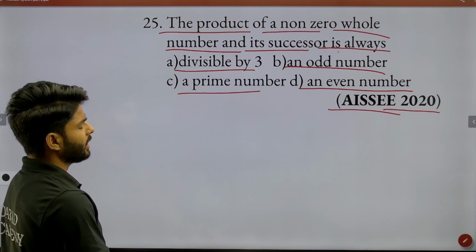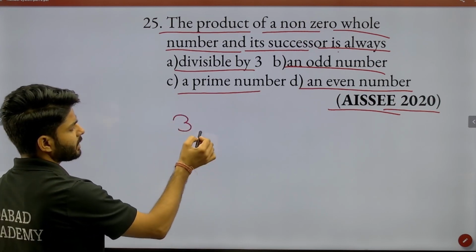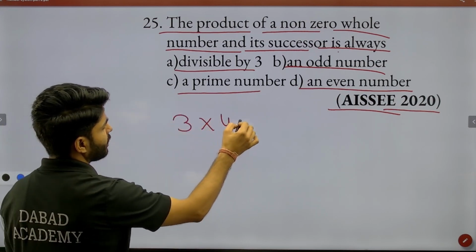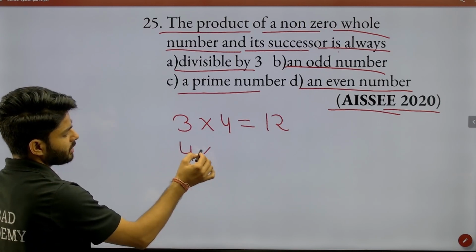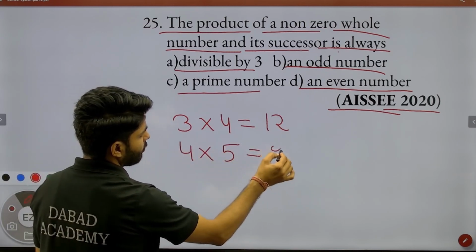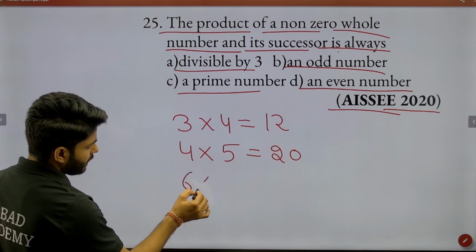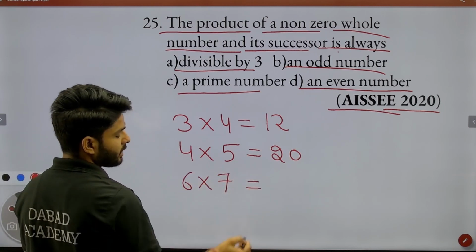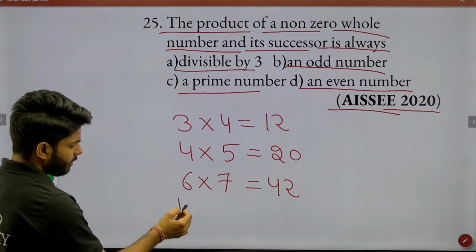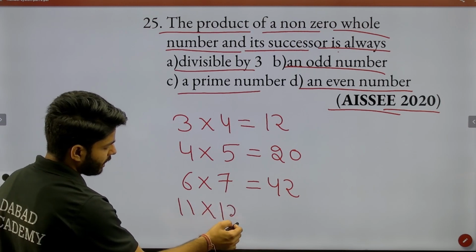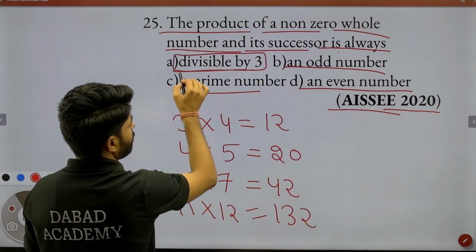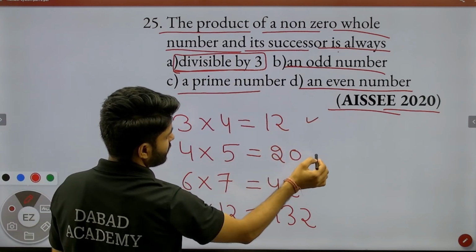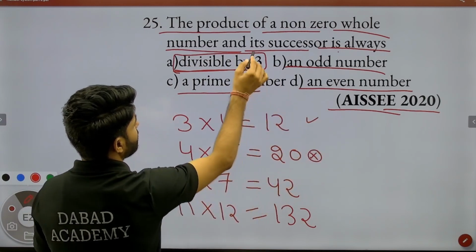So let's take any single number, that is 3, and the successor of 3 is 4. When we take the product of these numbers, that is 12. Now we take the next number, that is 4, and the successor of 4 is 5, and the product of 4 and 5 is 20. Let's take some big number like 11, and the successor of 11 is 12. When we multiply 11 and 12, that is 132. So the first is divisible by 3, but this number is not divisible by 3. It means this is not valid.